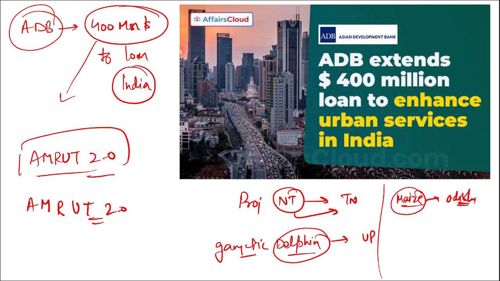Then apart from this, if asked about the global pension index, what is the rank of India in the global pension index? India stood at 45th position in the global pension index.